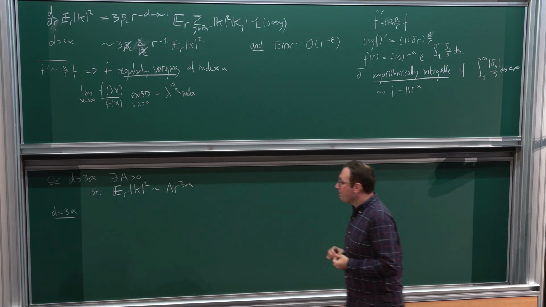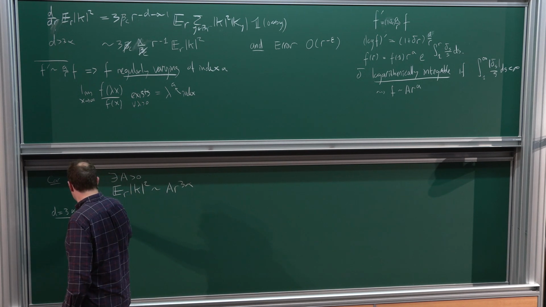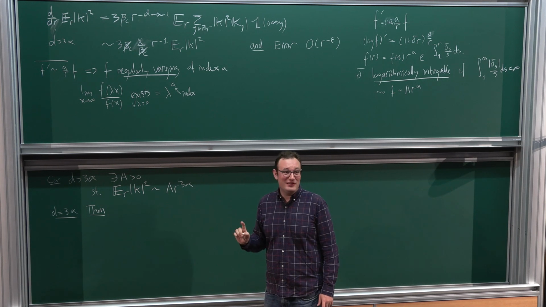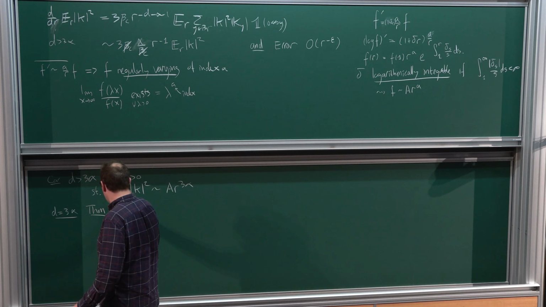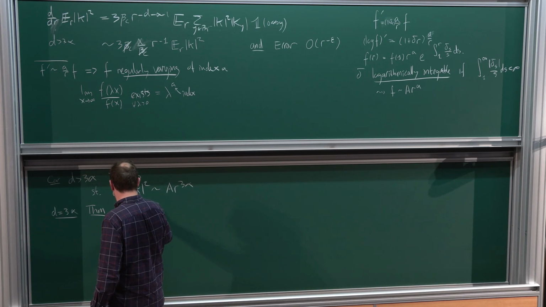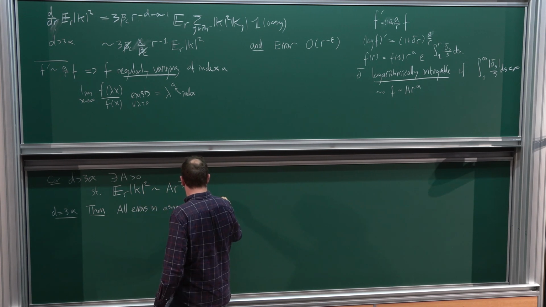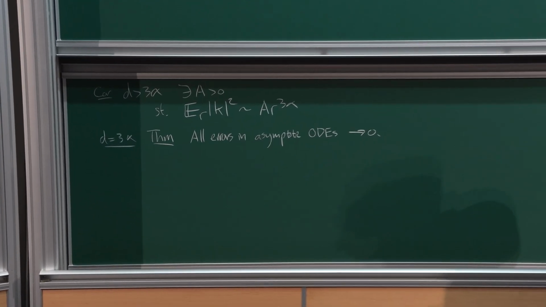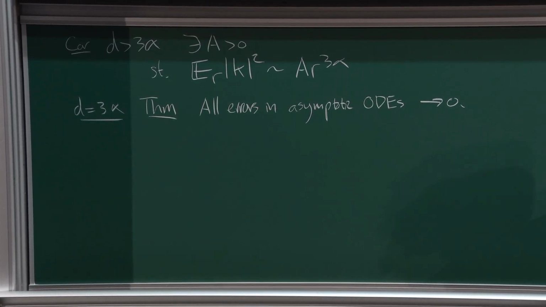Okay. So let me just state a theorem quite vaguely for now, and we'll come back to saying a bit more about this later: in the critical dimensional case, all errors in the asymptotic ODEs go to 0. And later I'll talk about a general criterion, where there's just one thing you need to check and it will suffice to make all the errors go to 0.